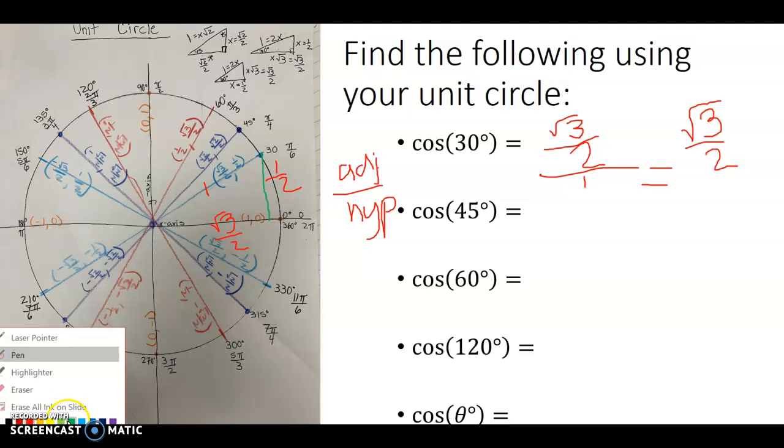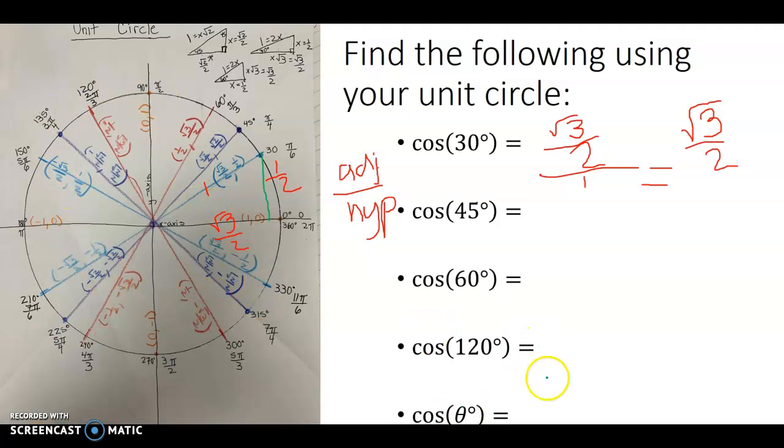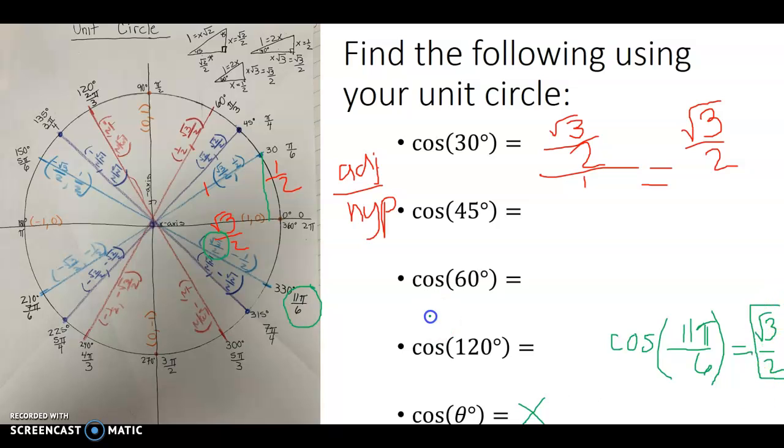which angle I pick, cosine of any one of these angles, is it going to be the x-coordinate or is it going to be the y-coordinate? Right, the x-coordinate. So let's say that I asked you to find the cosine of 11 pi over 6. Okay? Where is 11 pi over 6? Well, it's right here. And cosine is our x-coordinate. What is the x-coordinate? Square root 3 over 2. So you would tell me that the cosine of 11 pi over 6 is square root 3 over 2.